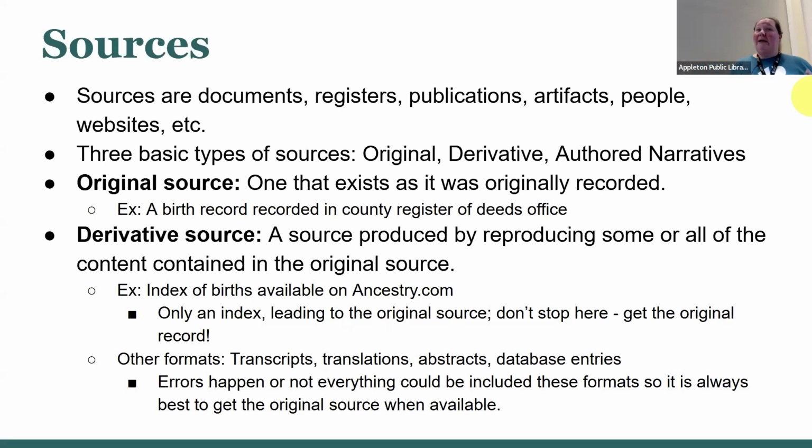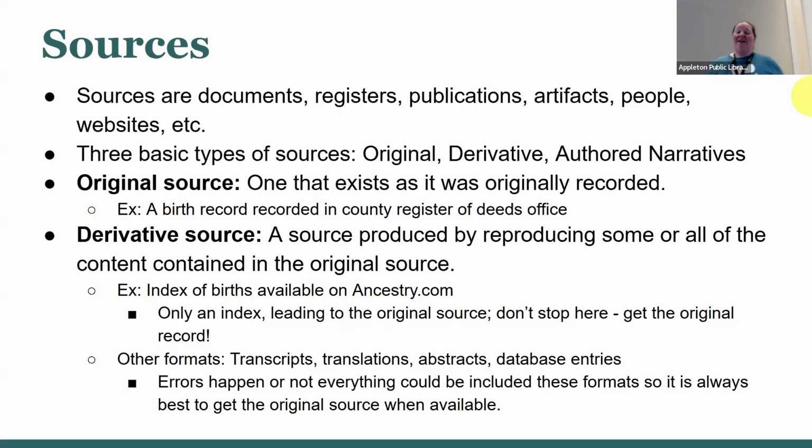There's going to be three basic types of sources. There's an original source, a derivative source, or authored narratives. So now we're going to go through each of them and I'll give you an example. So an original source is one that exists as it was originally recorded. That's why it's original. So it's something like a birth record that is recorded in a county register of deeds office. It's something that was originally created for that specific purpose.